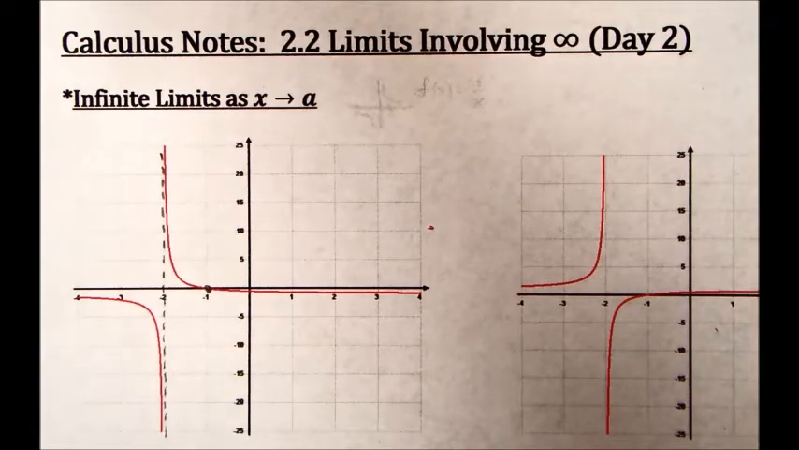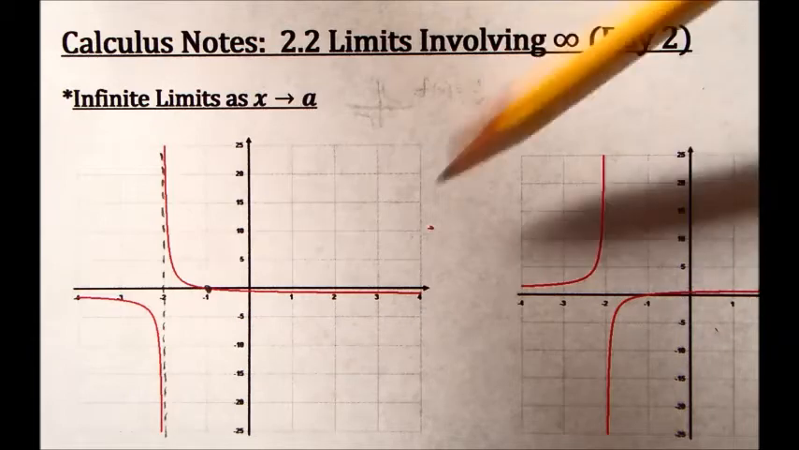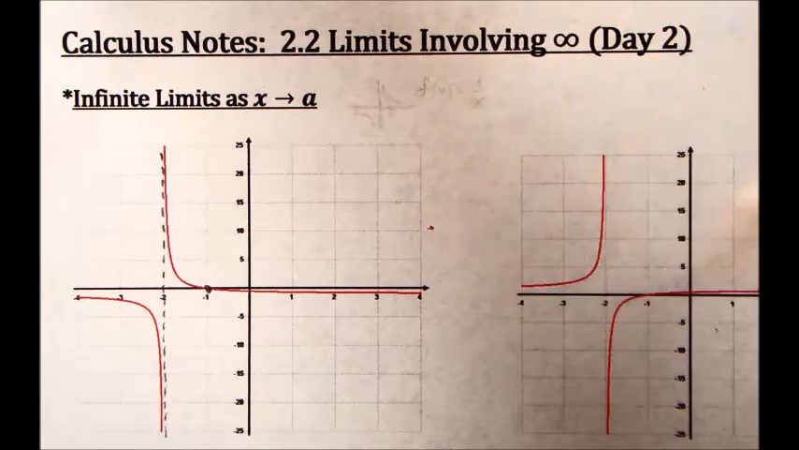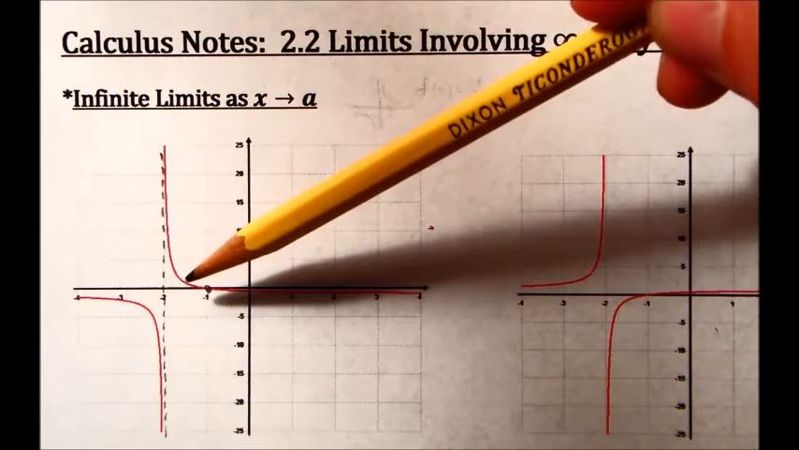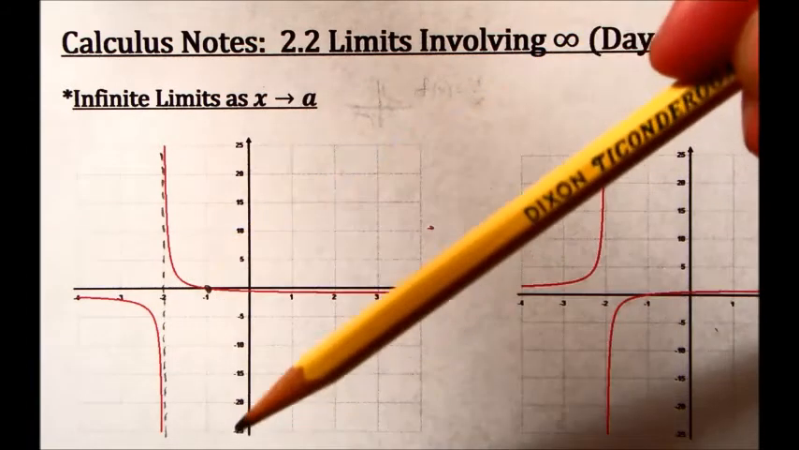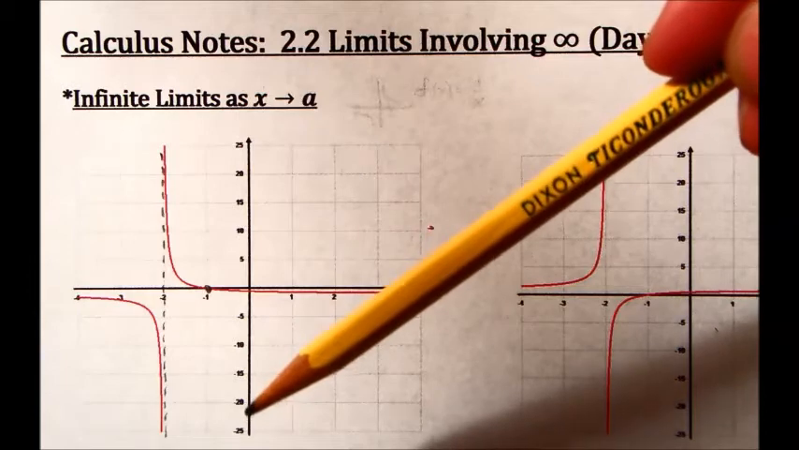Okay, here we are, section 2.2, limits involving infinity, day 2. We're going to be discussing infinity again, but this time not as x approaches infinity, but rather as we approach a local value, with answers that could turn out to be infinity or negative infinity.